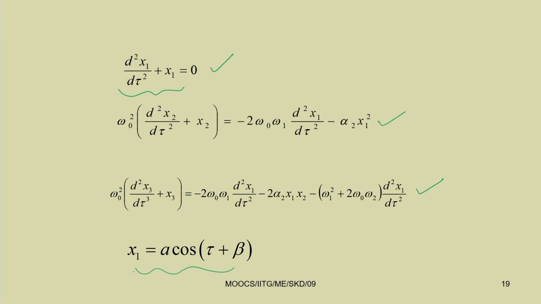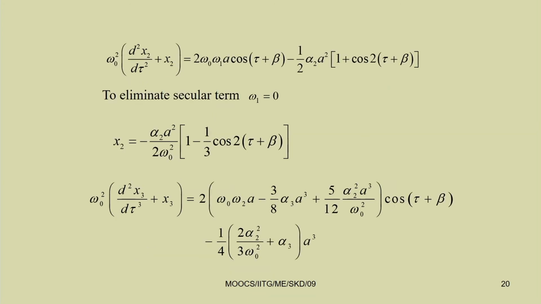Now, knowing x1 equal to a cos tau plus beta, where a and beta are till now unknown to us, they can be determined at a later stage by using the initial conditions. So, substituting this x1 in the second equation, you just see: d square x1 by d tau square minus alpha 2 x1 square. Easily we can substitute it in this equation, and the second equation can be written.